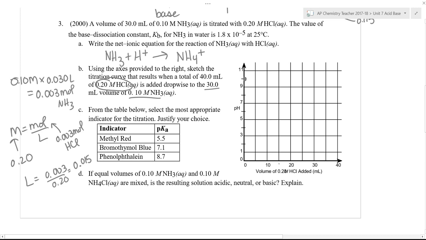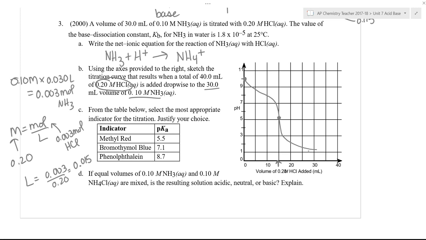So you're going to hit equivalence right here. And at equivalence, we know it's going to be acidic. So you want the pH at equivalence to be somewhere in the acidic range, so like right around here. And then our graph is going to maybe look a little bit like this, and then it's going to drop down here lower. So that's what you want your graph to look like.